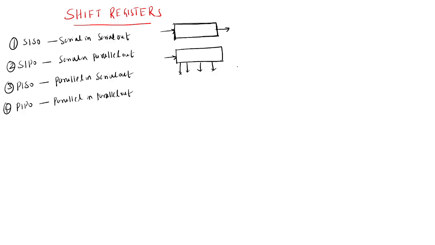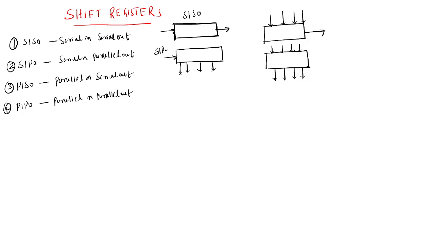And next you have one more, that is PISO. PISO means the data will be entered parallelly, and data will be sent out serially, one bit at a time. Next PIPO. PIPO means at a time we can load the data parallelly, and at a time we can take the data out parallelly. So this is SISO, SIPO, PISO, and PIPO.